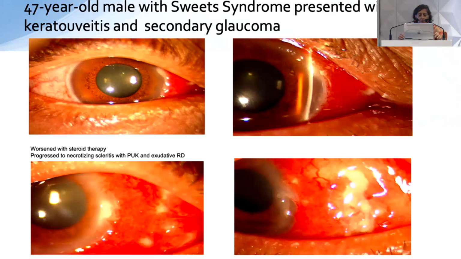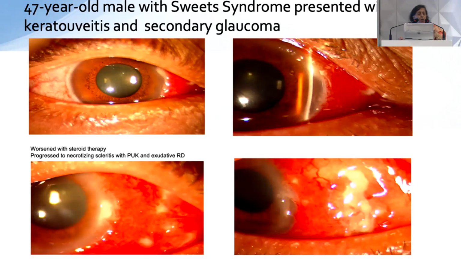Initially, since he was already diagnosed as Sweet's, which is known to be an immune phenomenon, we started him on topical steroids. Of course, we sent off the investigations for microbiology, which turned out to be negative. Bacterial and fungal cultures were negative, but we did start the patient on empirical topical steroid as well as a broad spectrum topical antibiotic and lubricants.